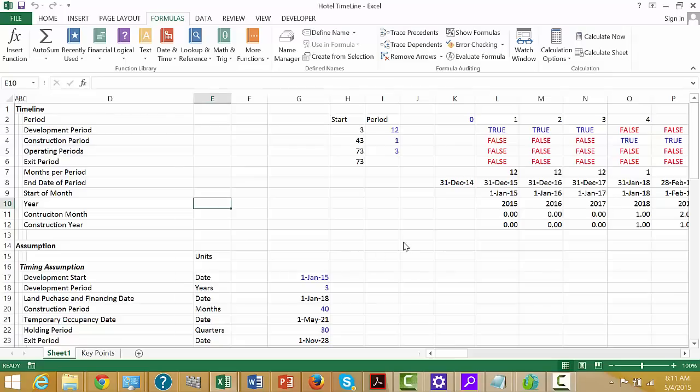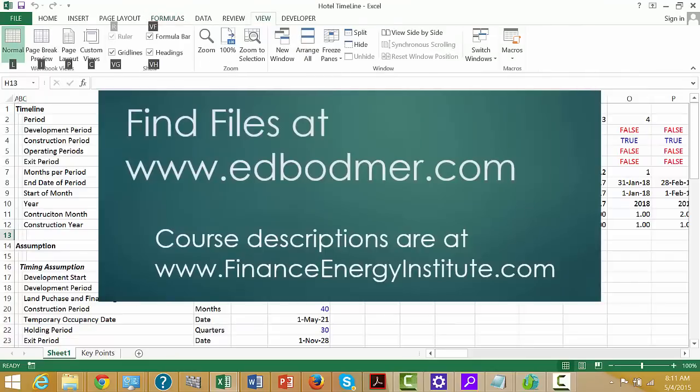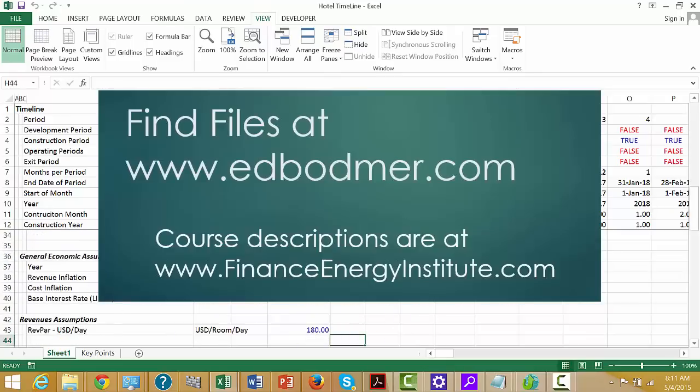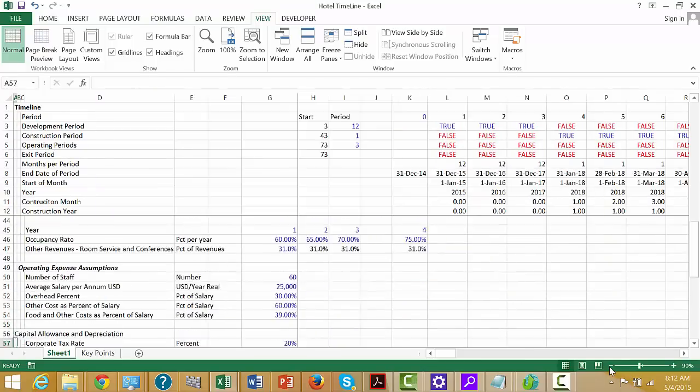Okay, so now that we have this began, let's work on the construction cost. So let's work on our model. Perhaps I'm going to make it just a touch smaller. Hope you can see that.